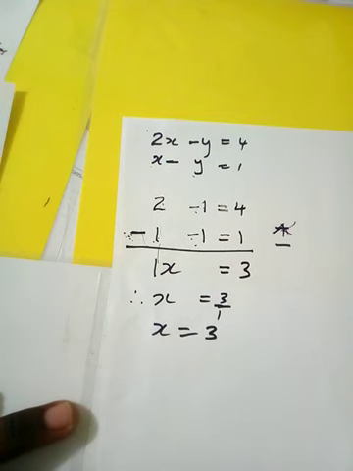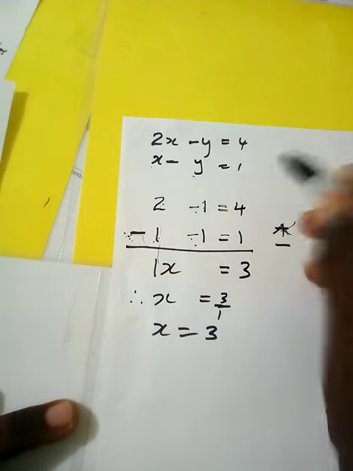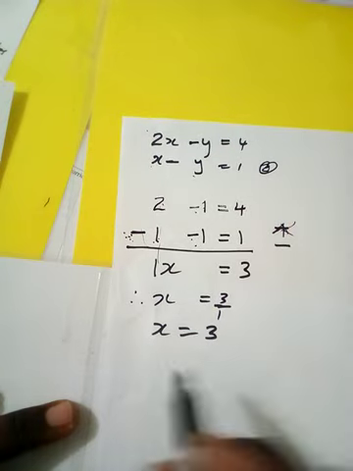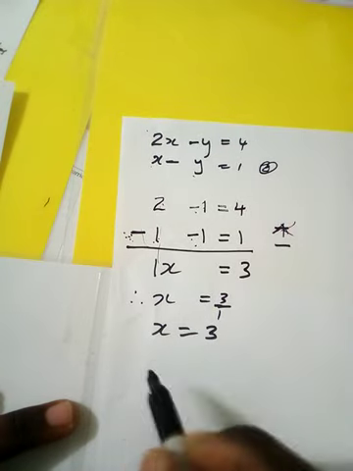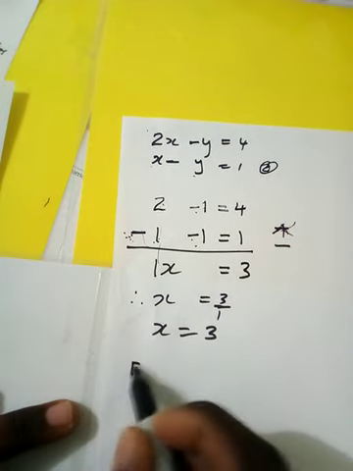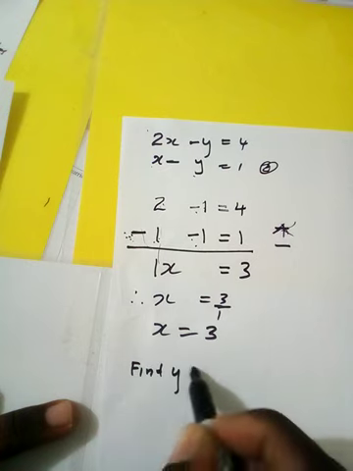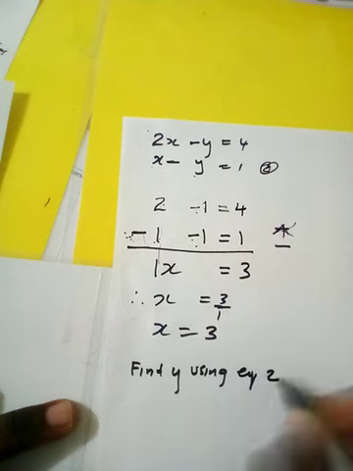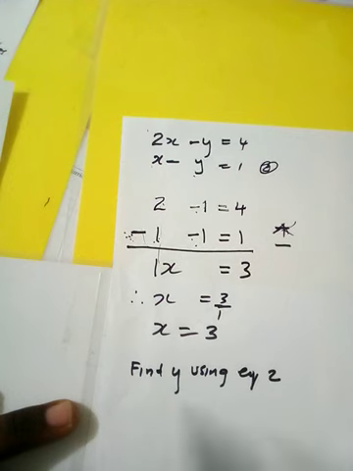So now we need to find y. Again, you select an equation to find the other value, or the next variable. So I'm going to use equation 2 this time. This is equation 2. It looks easier for me. Choose the one I want. So I'm going to write a statement. Find y using, I'm telling the marker, equation 2. So I'm going to write equation 2, x minus y equal 1.